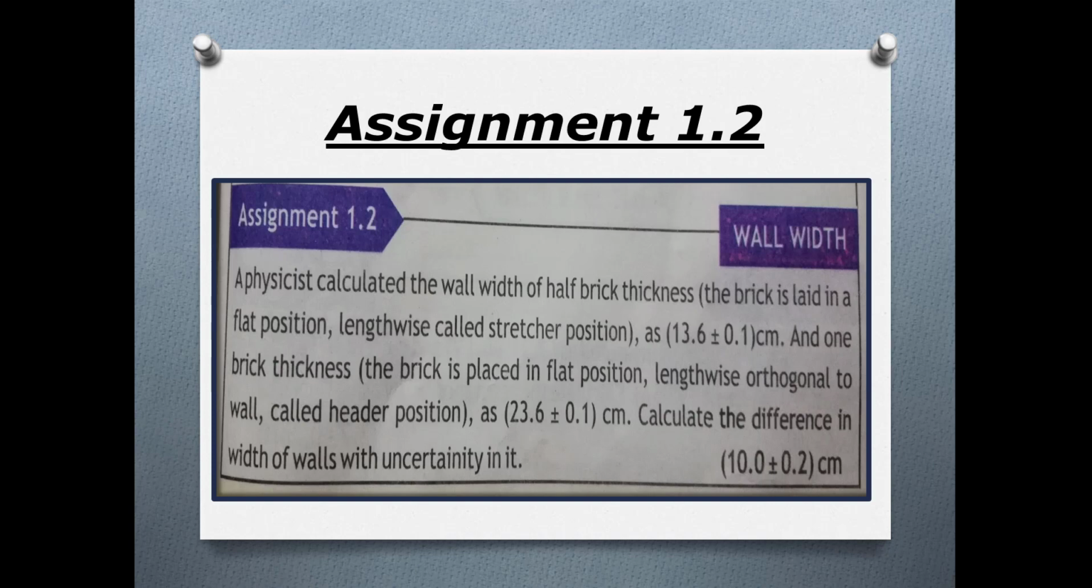We are having brick thicknesses which are provided as 13.6 plus minus 0.1 centimeter and 23.6 plus minus 0.1 centimeter. We have to calculate the difference in width of walls with uncertainty in it. So first you will write down the given data, then you will write down the required value, then you will start the solution. You will simply subtract these two values: subtract the actual values and add their uncertainties. You will get the final result. Okay.